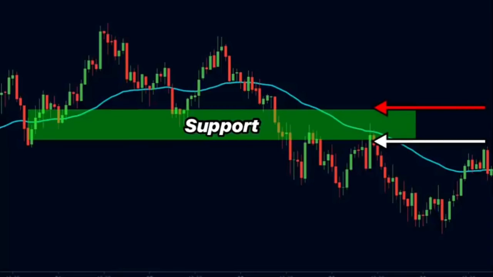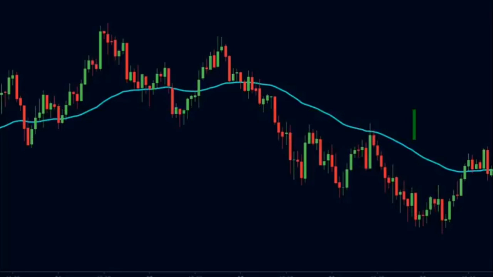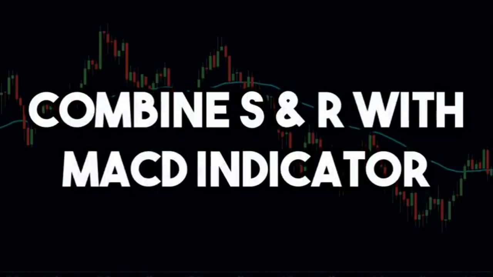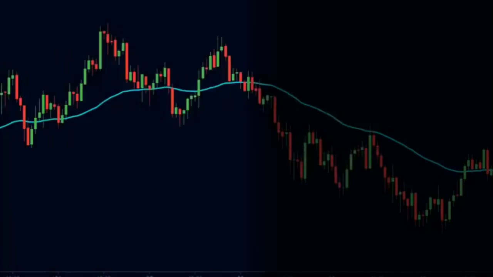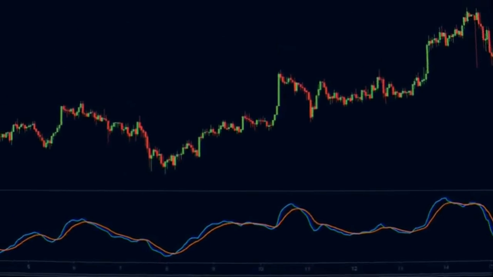We can keep our stop loss above the resistance level, and we can place our targets at 1.5:1 risk to reward ratio. As you can see, the price comes into this area, finds resistance, and makes a strong down move. We made a profit on this trade. Now, we can also combine support and resistance with the MACD indicator to find opportunities. So, we could use MACD crossovers to trigger our entries at key levels.